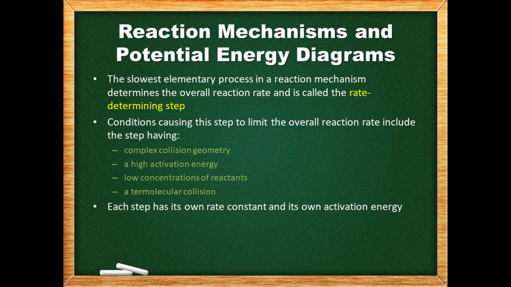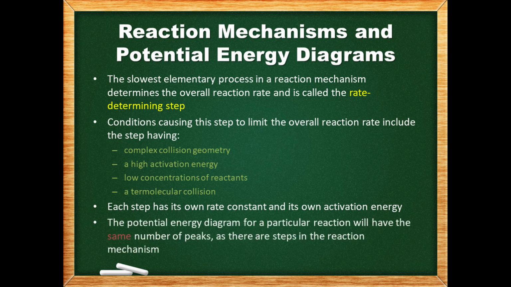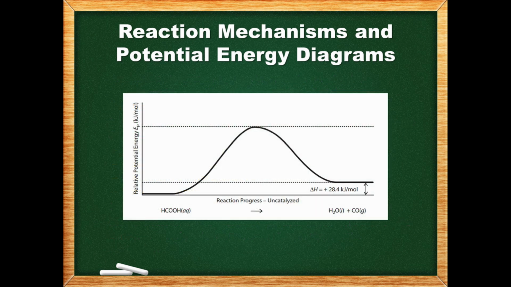Additionally, each step has its own rate constant and its own activation energy, because they involve different chemical species and potential energies. The potential energy diagram for a particular reaction will have the same number of peaks as there are steps in the reaction mechanism. Here is an example of a potential energy diagram for an uncatalyzed reaction. A methanoic acid molecule is energized, forms an activated complex, and decomposes into water and carbon dioxide. This happens in a single step.